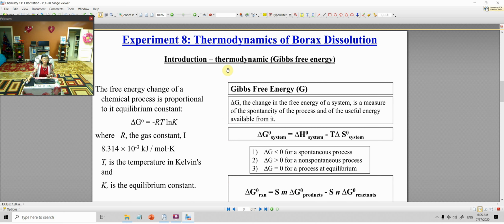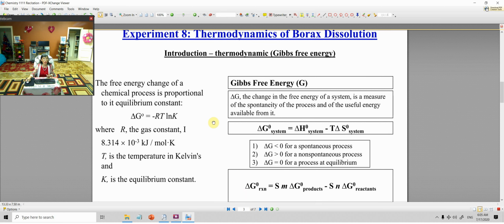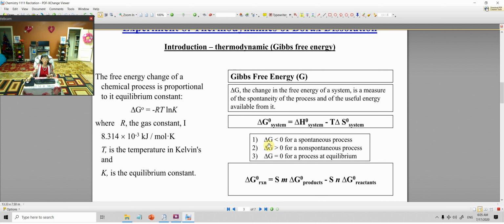In terms of the thermodynamics, again, I want to recall 3 different perspectives. Number 1, the Gibbs free energy delta G of a chemical process is proportional to the logarithm of the equilibrium constant. Delta G at a standard state, delta G naught equals negative RT ln K.